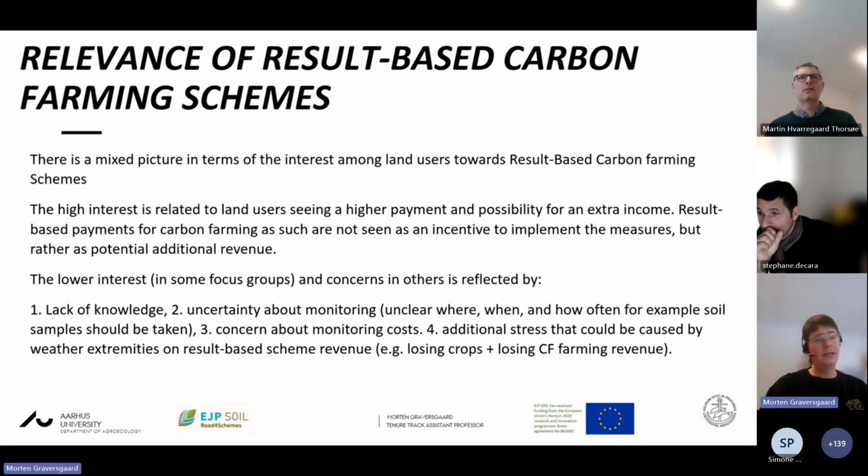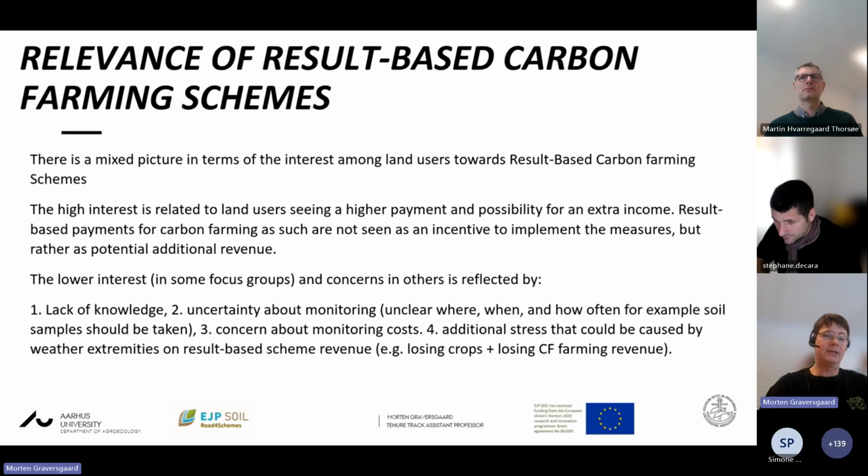And so that was the first point of discussion. We also discussed the relevance of these more result-based carbon farming schemes. Here we could see a more mixed picture in terms of the interest among land users in having result-based schemes. We found a higher interest in a few countries, mainly because landowners or farmers could see that this could be a possibility for a higher income, right?